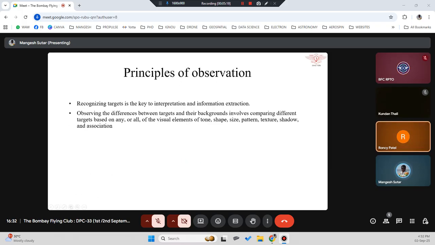So what are the principles of observation? Basically, it is to recognize the target, which is the key to interpretation and information extraction. Observing the difference between the target and their background involves comparing different targets based on any or all of the visual elements like tone, shape, size, pattern, texture, shadow, and association.